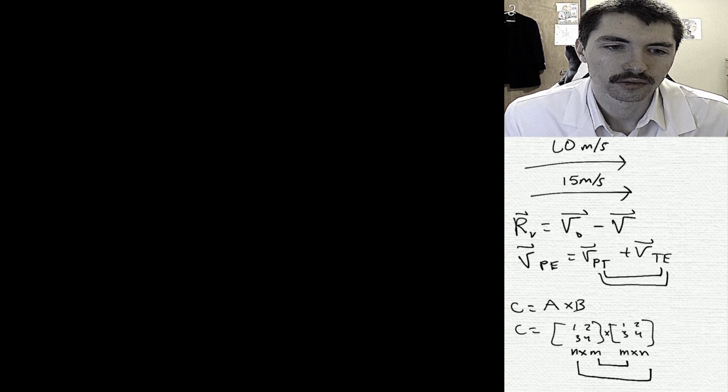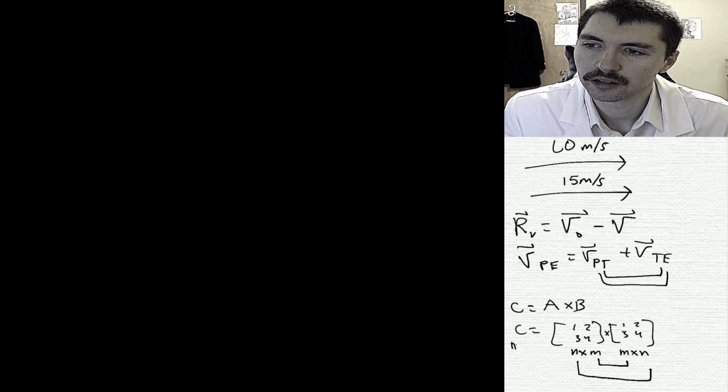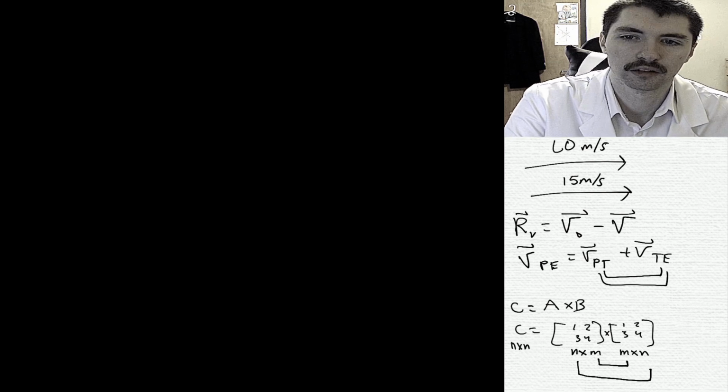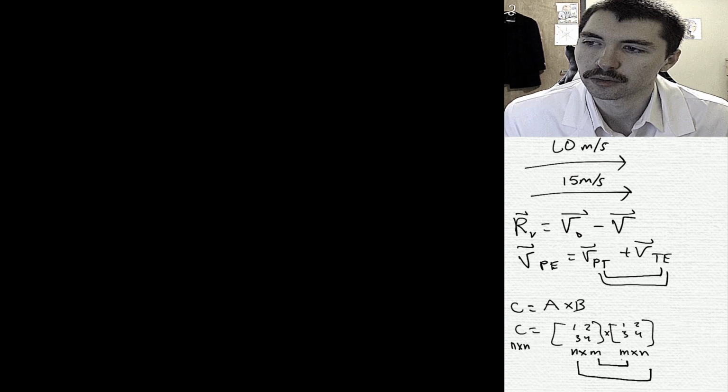Dimensions, yeah. So columns of A must equal the number of rows of B. So if it's n by m, then we'll have shape. So C will be n by n. So what is this saying? The columns in A, so the columns is m, 2 columns, must equal the rows of B. So 2 rows. M equals m.